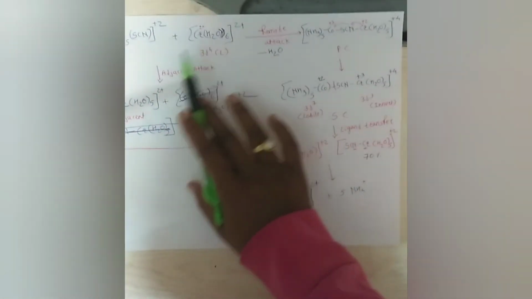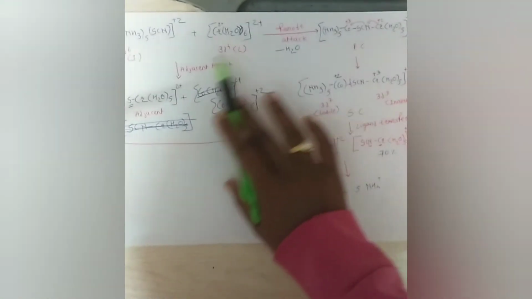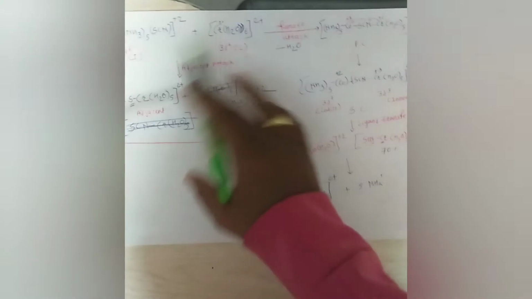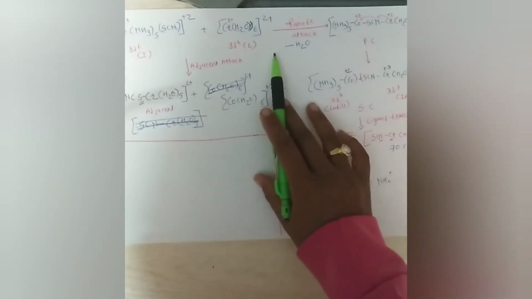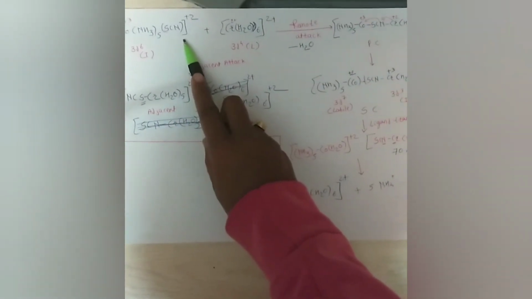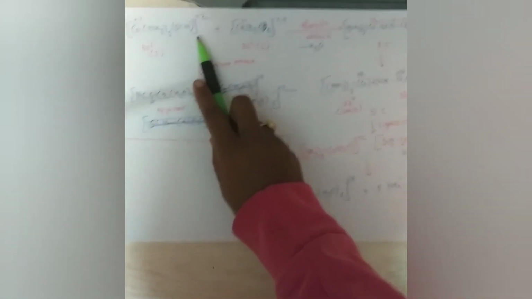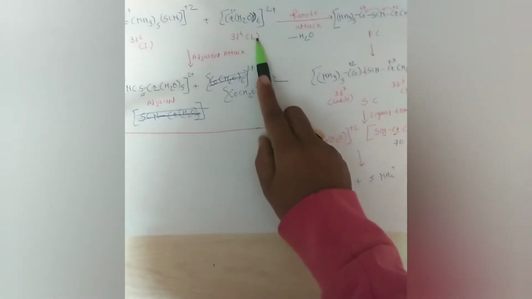So this complex has two types of attack. The first one is the remote attack and the second one is the adjacent attack. Why is this an inner sphere mechanism? Because you know very well that SCN, that is thiocyanide, has a negative charge, and therefore it acts as a bridging ligand, and the second complex is labile.